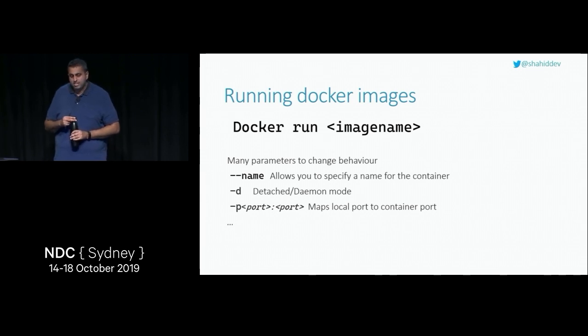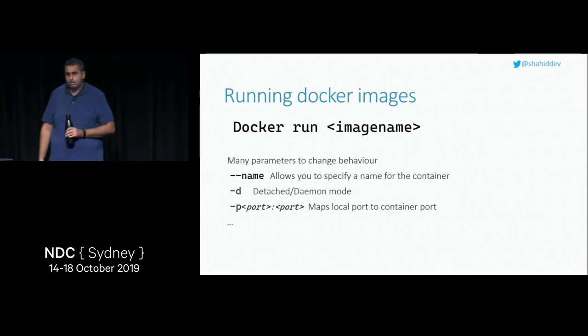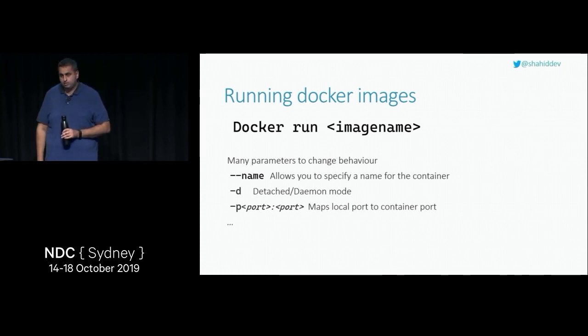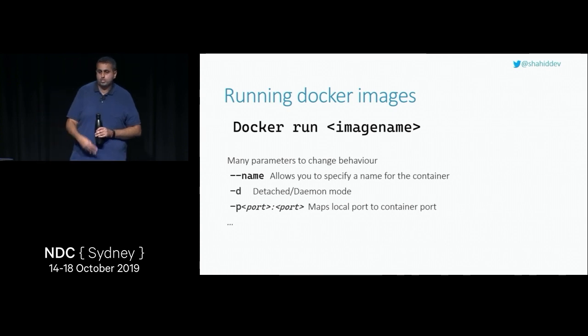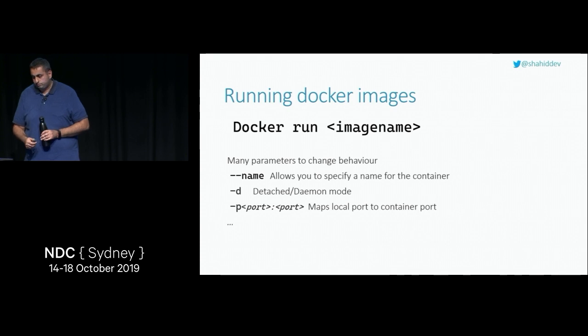Dash d runs it in detached or daemon mode. This means it will run in the background. And again, we'll have a look at this in a second. Dash p allows me to specify a local port on my machine and how that maps to a port within the container. This lets me send traffic from my local machine into the container if I'm running, for example, a web browser.